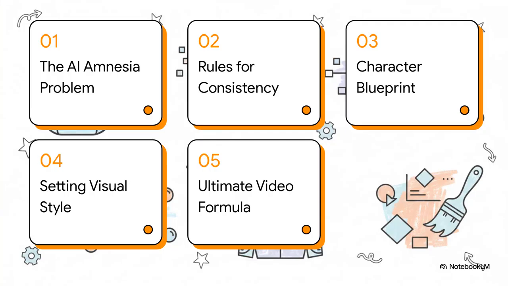So here is our roadmap out of this mess. First, we'll uncover the AI amnesia problem. Then, we'll walk through the 6 rules for consistency. Next, we'll build the character blueprint, followed by setting the visual style. And finally, we'll put the whole shebang together into the ultimate video formula. By the end of this, you'll have the exact blueprint to lock down that character's appearance.